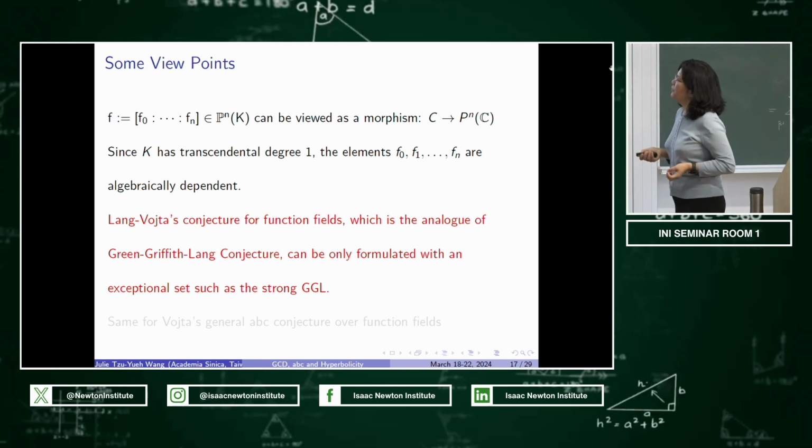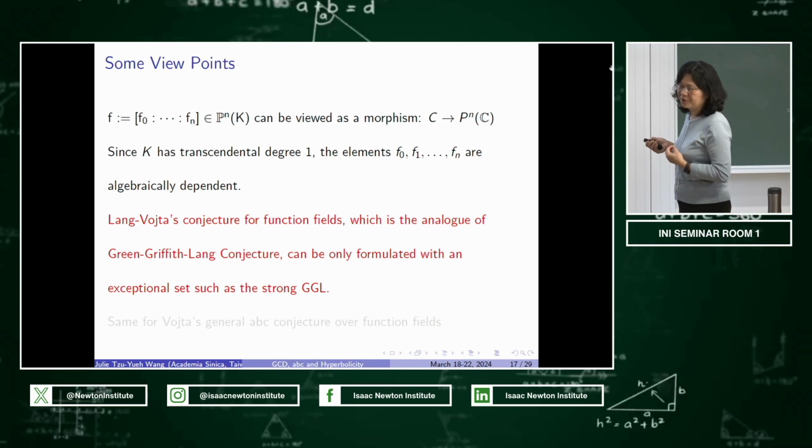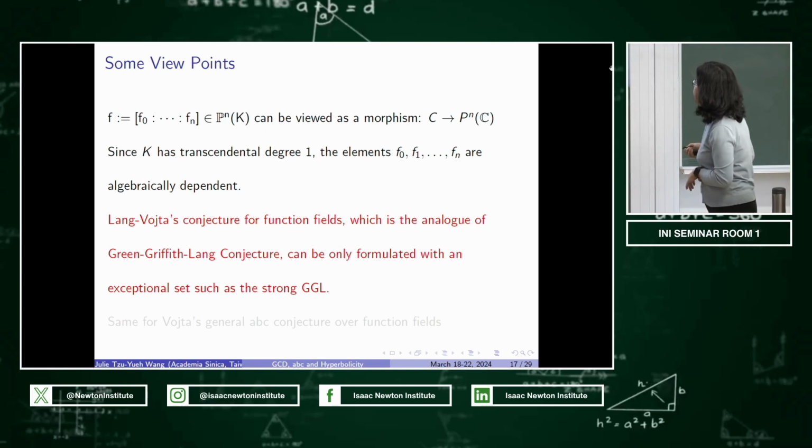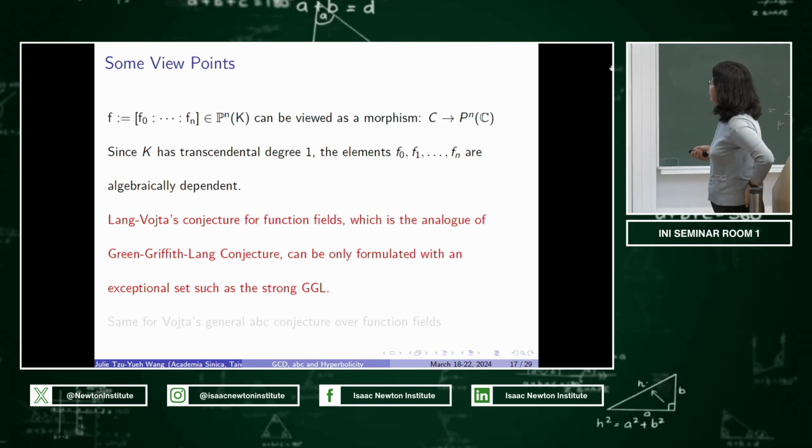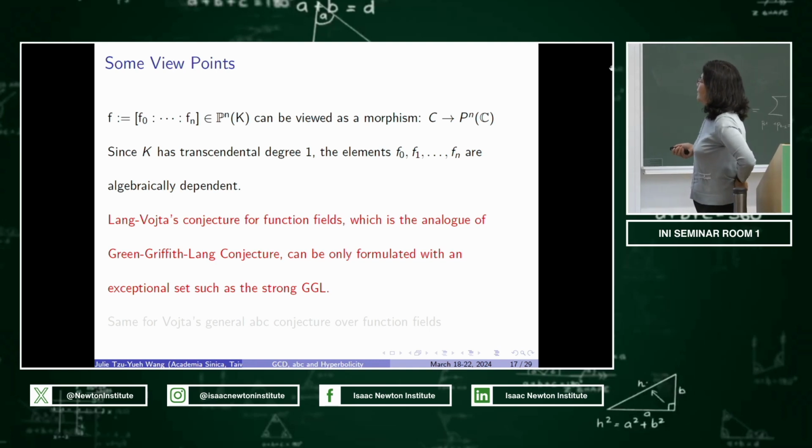And so for function field, we usually state a Green-Griffiths-Lang conjecture in function field, which we will call the Lang-Vojta Conjecture, as in the number field case. But in this case, this Green-Griffiths-Lang conjecture you cannot formulate with the algebraic independence condition. So you must go to the strong GGL. So you have to find the exceptional set.